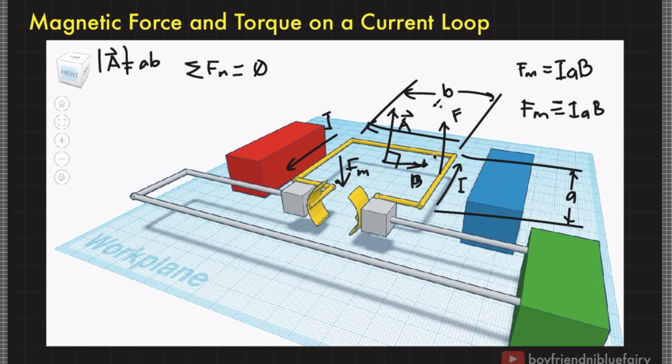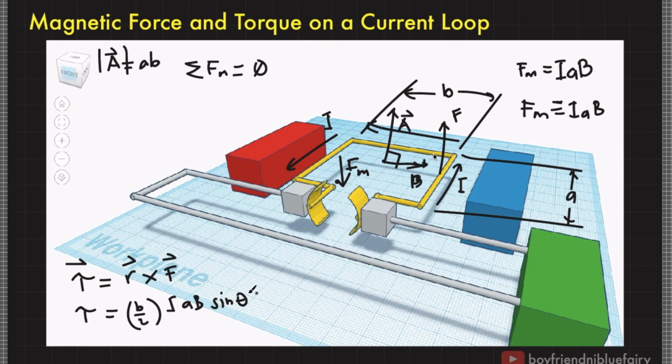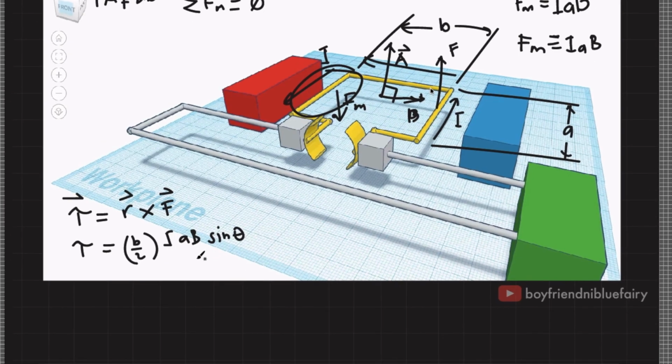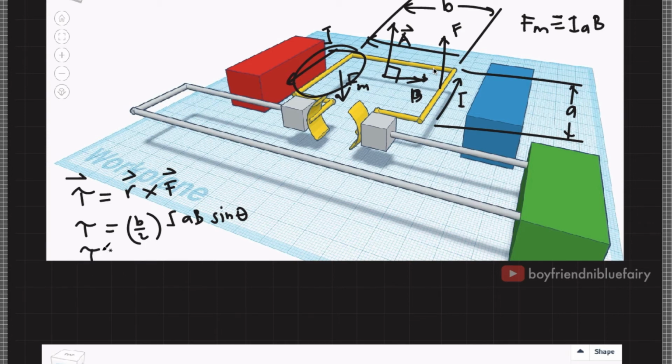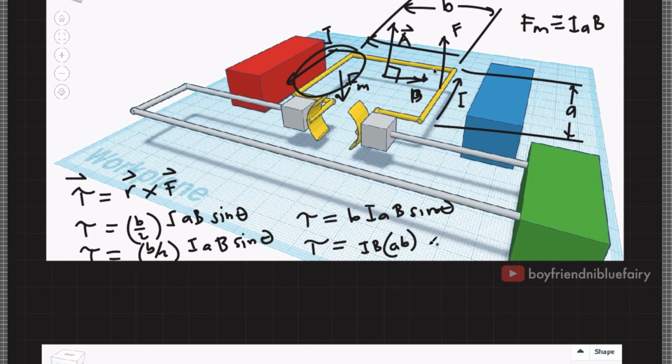However, if we focus on the torque that this rectangular loop experiences, I'll first calculate the torque on this side. It is equal to R cross F. For the magnitude of the torque, our R here is obviously B over 2, and F is IAB. I'll write down sine theta here, though I know that theta equals 90 degrees. The magnitude of the torque here is also B over 2 IAB sine theta. Since these two torques rotate the system in a counterclockwise manner, they have equal sign. So the total torque is equal to B times IAB sine theta, or I can regroup the variables: torque equals I times AB, which is area, times B sine theta.